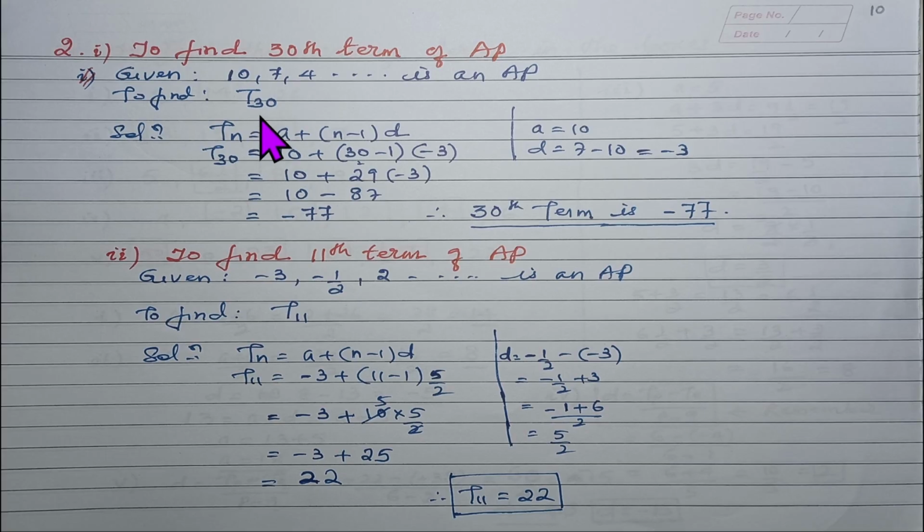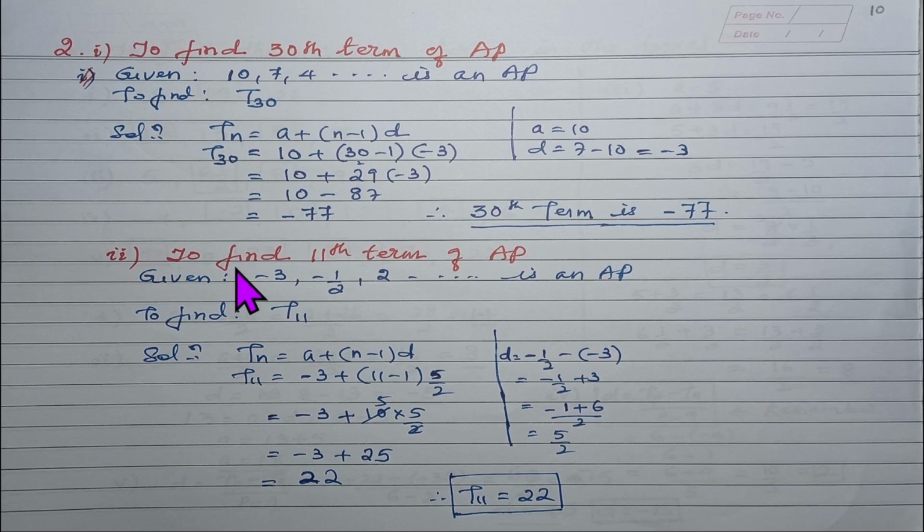So we know the formula Tn is equal to a plus (n minus 1) into d, and we have to find the 30th term. So n is 30, T30 is equal to a is 10, plus (30 minus 1) into d, because we know how to find d. d is T2 minus T1, 7 minus 10 is equal to minus 3, and therefore 10 plus 29 into minus 3 is equal to 10 minus 87, that is equal to minus 77, and therefore the 30th term is minus 77. A very simple example using the general formula for finding the nth term, that is Tn is equal to a plus (n minus 1) into d.